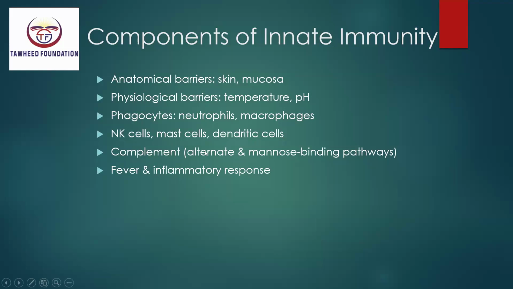Complement pathways, the alternate and mannose-binding pathways, are the chief mediators of innate immunity. The alternate complement pathway is activated in response to bacterial endotoxin, whereas the mannose-binding pathway is stimulated by mannose carbohydrate residues on bacterial surfaces. Following activation, the complement mediates various biological functions such as lysis of the target microbes, stimulation of inflammation, and stimulation of acquired immunity. Last is fever and inflammatory responses.